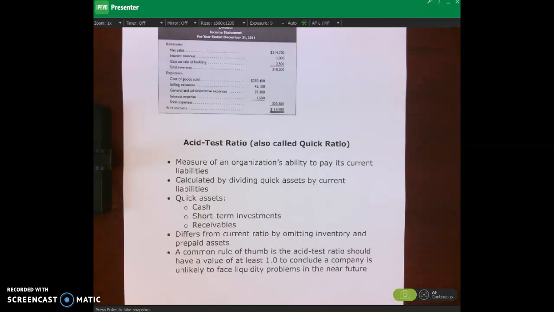So the common rule of thumb with the quick ratio is that you want it to be at least 1. If it's less than 1, that means that your current liabilities exceed your quick assets, and that could spell some liquidity problems.